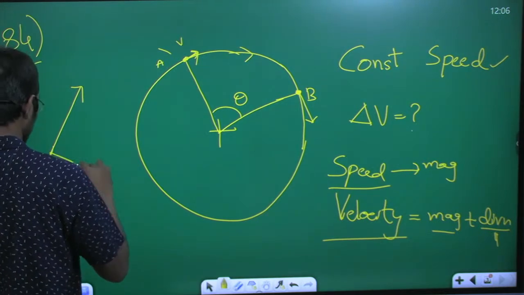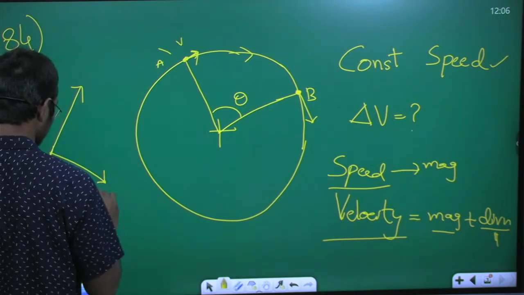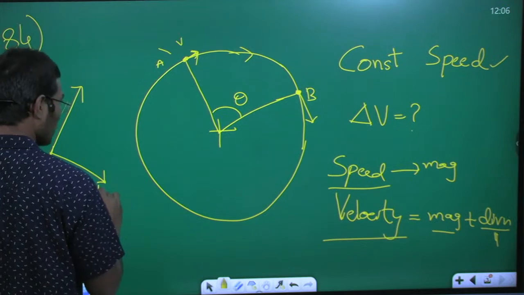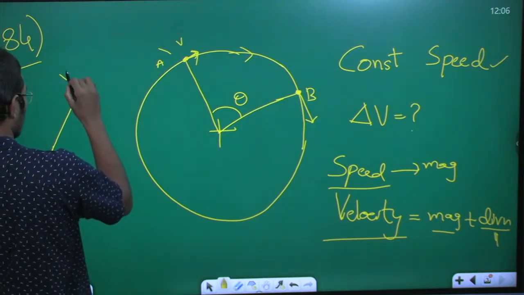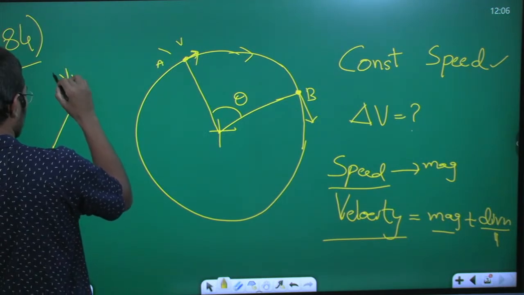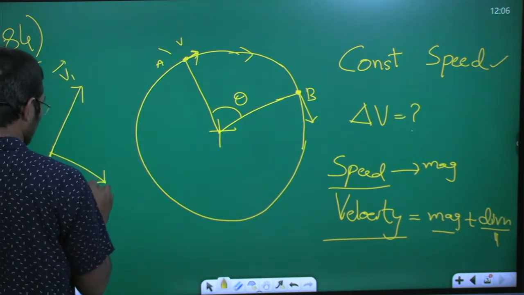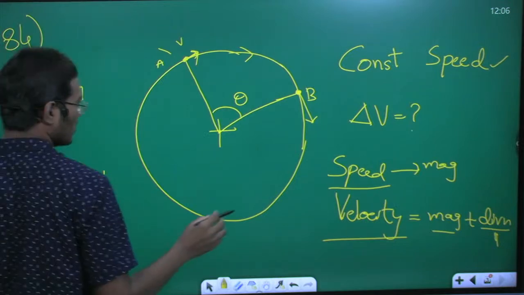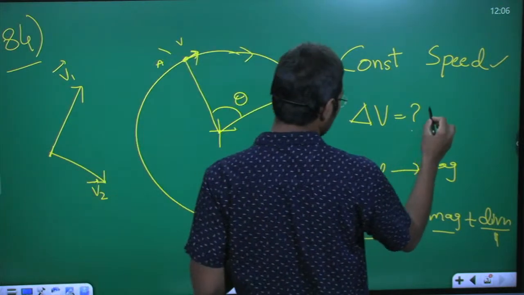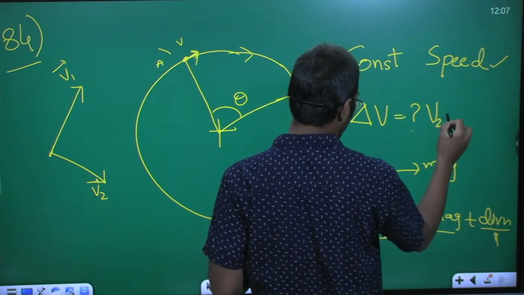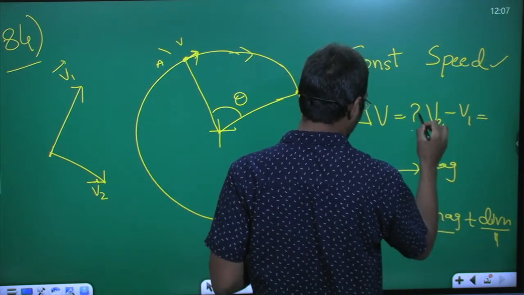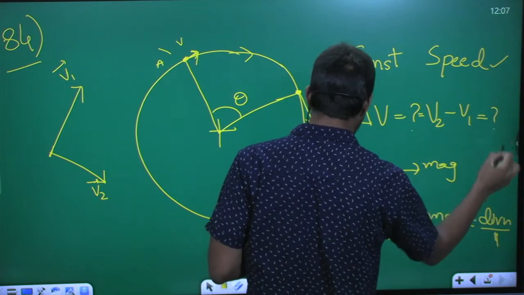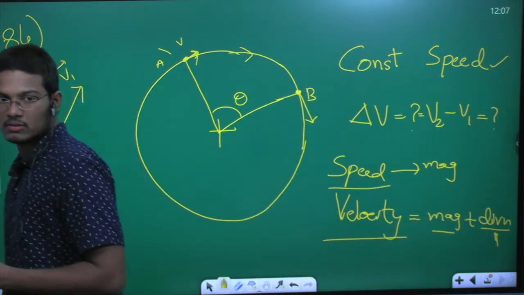So it is something like this. V2, V1. Here magnitudes are same but not directions. So the question is delta V, that is V2 minus V1. So how can we proceed?